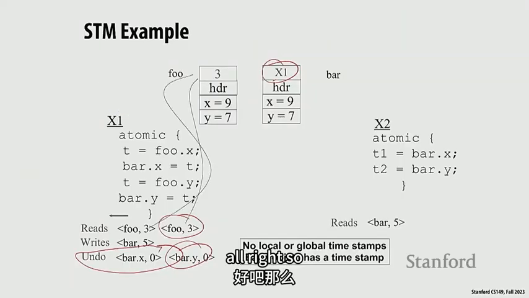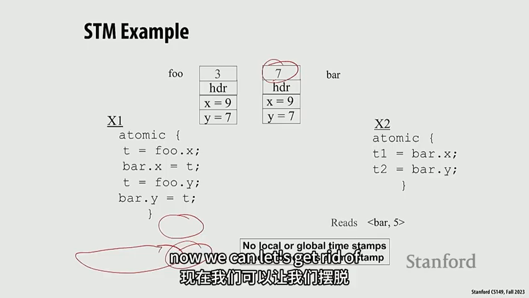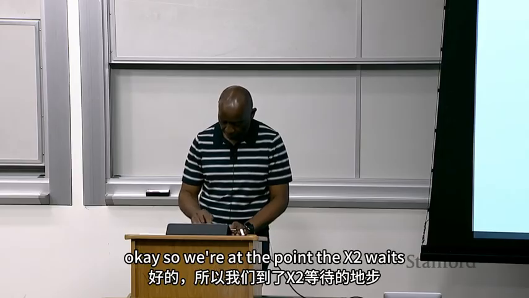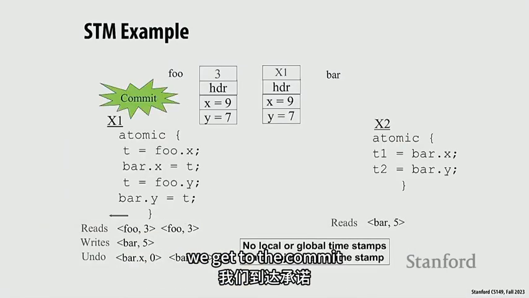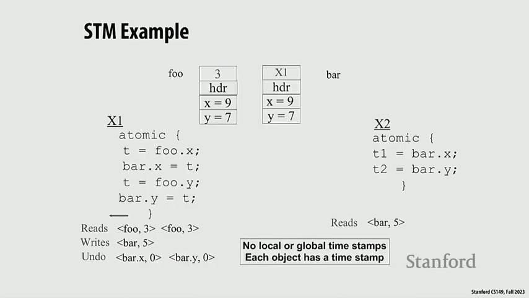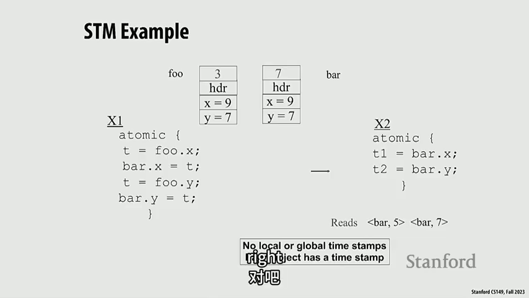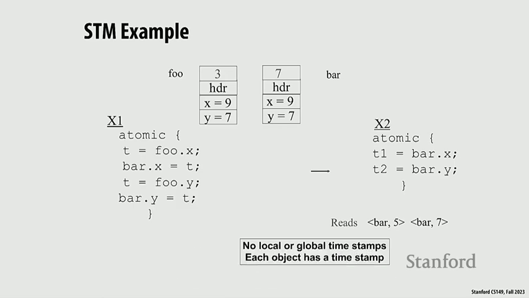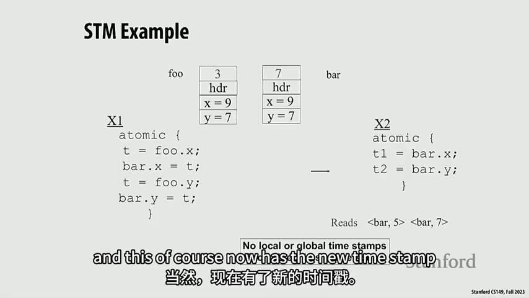All right, so we commit, and now we can get rid of... Okay, so we're at the point that x2 waits. We get to the commit. All right, now what happens is we can now release the stall on x2. Right? And then we get another read from the x2 transaction, and this of course now has the new timestamp.